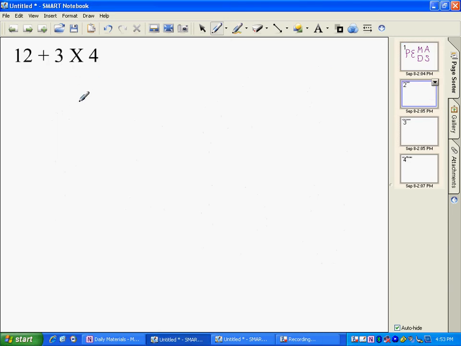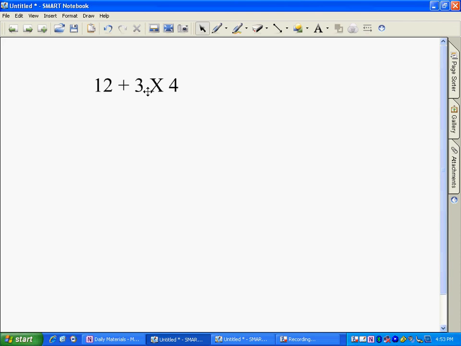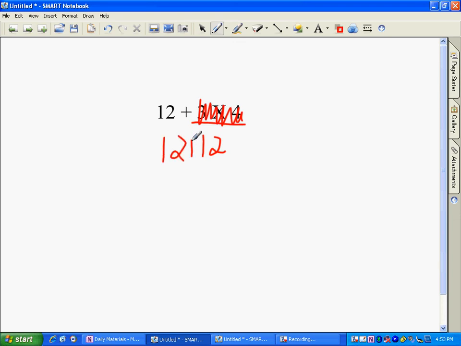So take this problem right here. We have 12 plus 3 times 4. For this problem, there is no parentheses, there is no exponents, but we do have multiplication right here. We have 3 times 4, which is 12. Once you use the number and the operation, they're done. You're not going to use them again. So we are left with 12 plus 12, which is equal to 24. So that's the answer to this problem here.